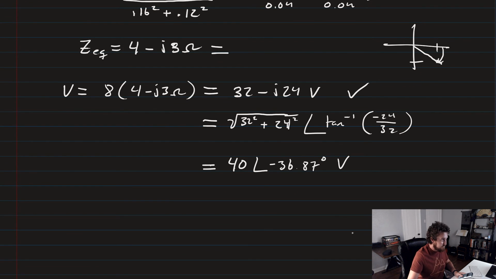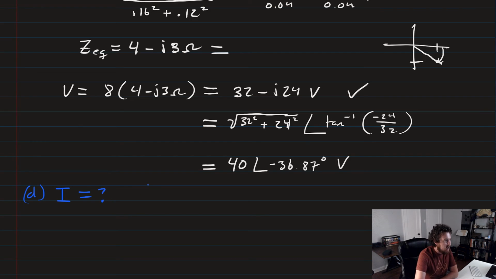Part D wants us to find the... What does part C want us to find? Oh, the phasor current using current division. So here we go. Part D wants us to find I.